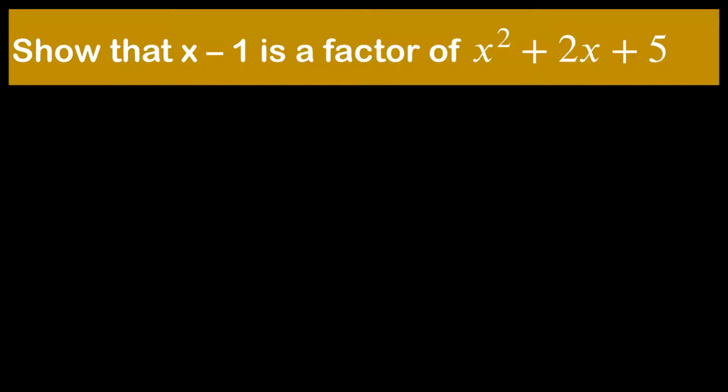Example number 1. Show that x minus 1 is a factor of x squared plus 2x plus 5. The first thing we need to do is find the value of r. Once we get the value of r, we substitute that r into our p of x, which is x squared plus 2x plus 5, and if the result is 0, then we can say that x minus 1 is a factor of x squared plus 2x plus 5.